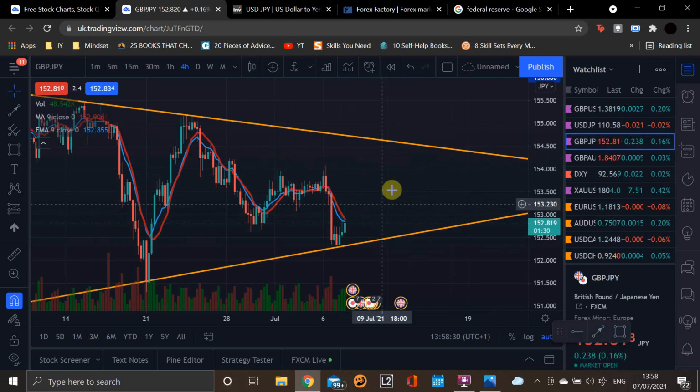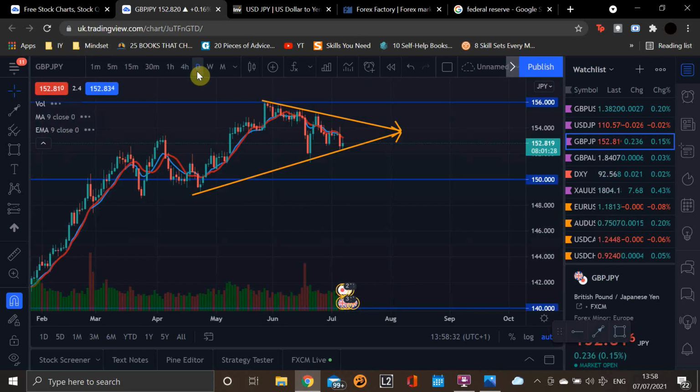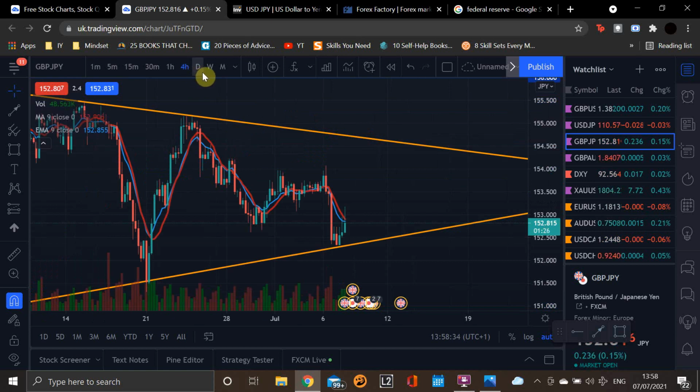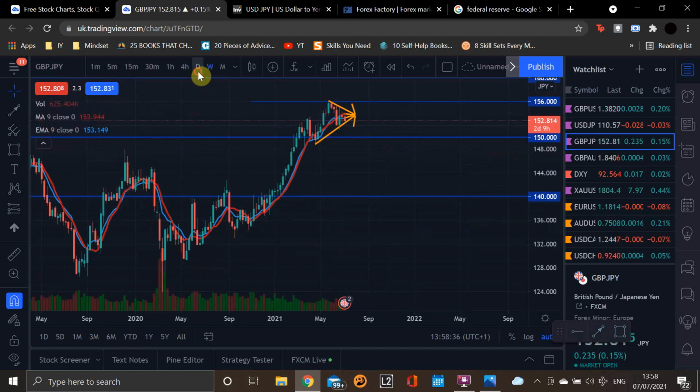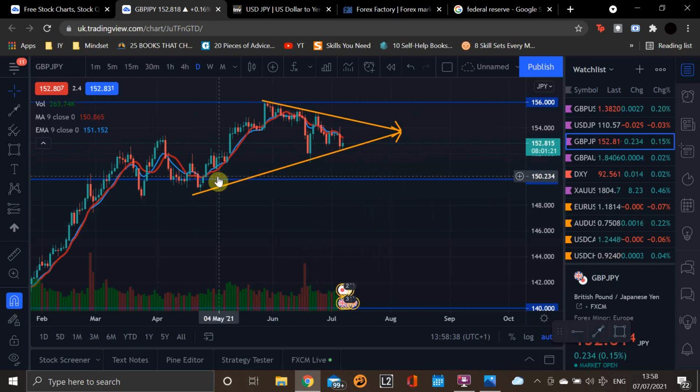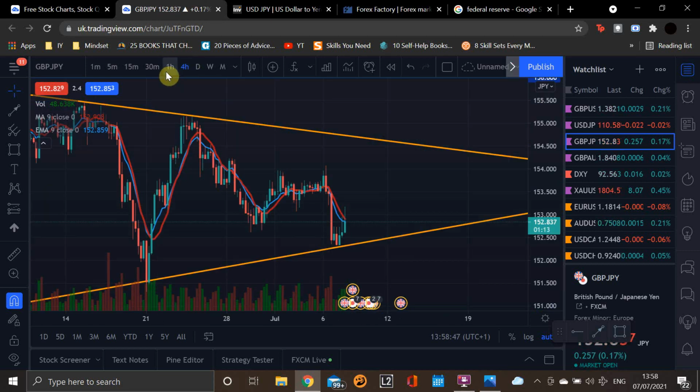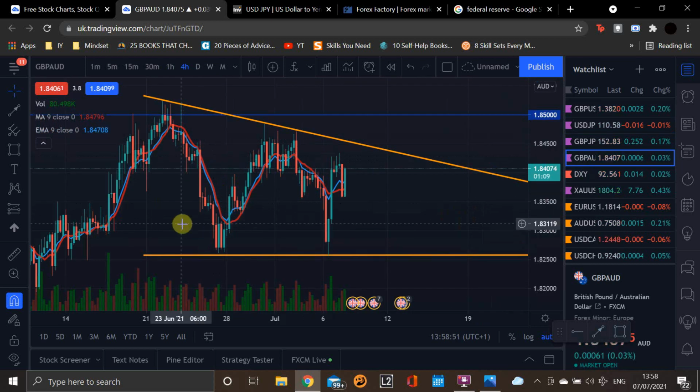GBP JPY, symmetrical triangle. It was reacting off this trend line here, touch here, touch here, touch here. It's touching here as well. So something could happen here on the daily. It's such a big move. GBP USD, descending triangle.